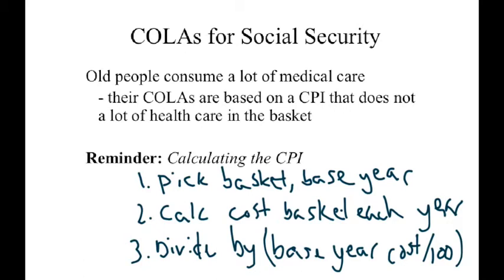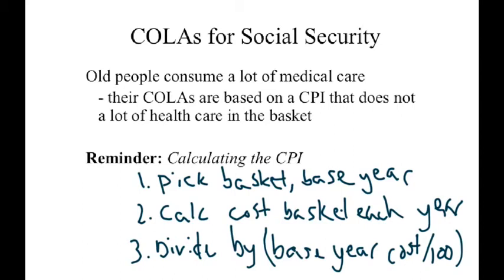But as you can see, it really depends on what you put in the basket. If you put in the basket a lot of goods that don't have their prices increasing by very much, then the CPI won't increase by very much each year, and then the COLA, the cost of living adjustment, won't be very big each year because supposedly prices aren't increasing much. So is it fair, should we be putting more medical care in the basket for seniors and then giving them bigger COLAs to compensate them for their high cost of living?